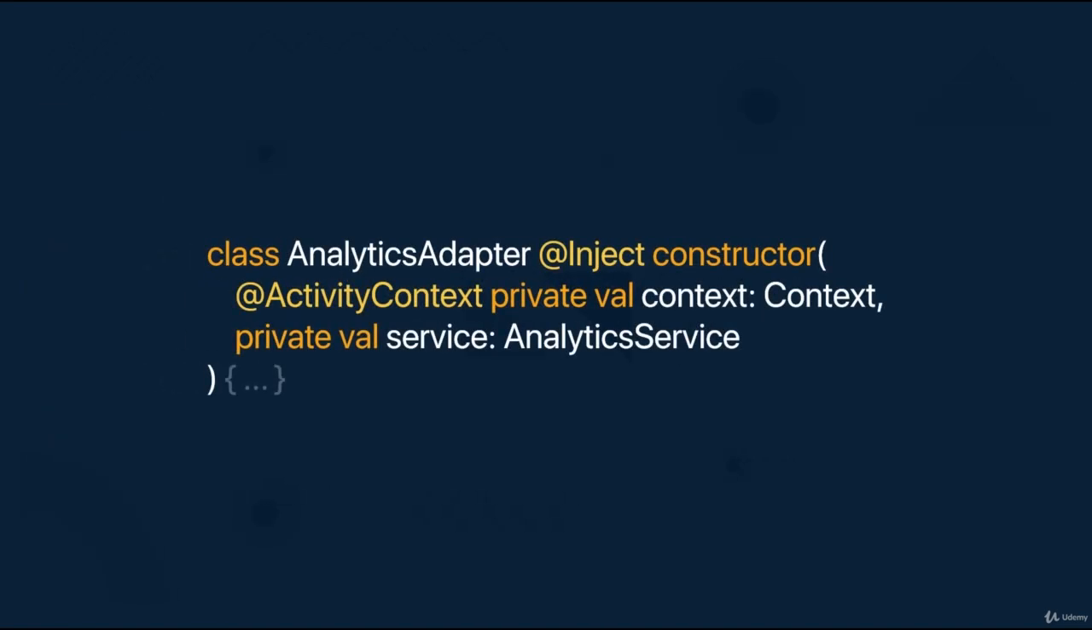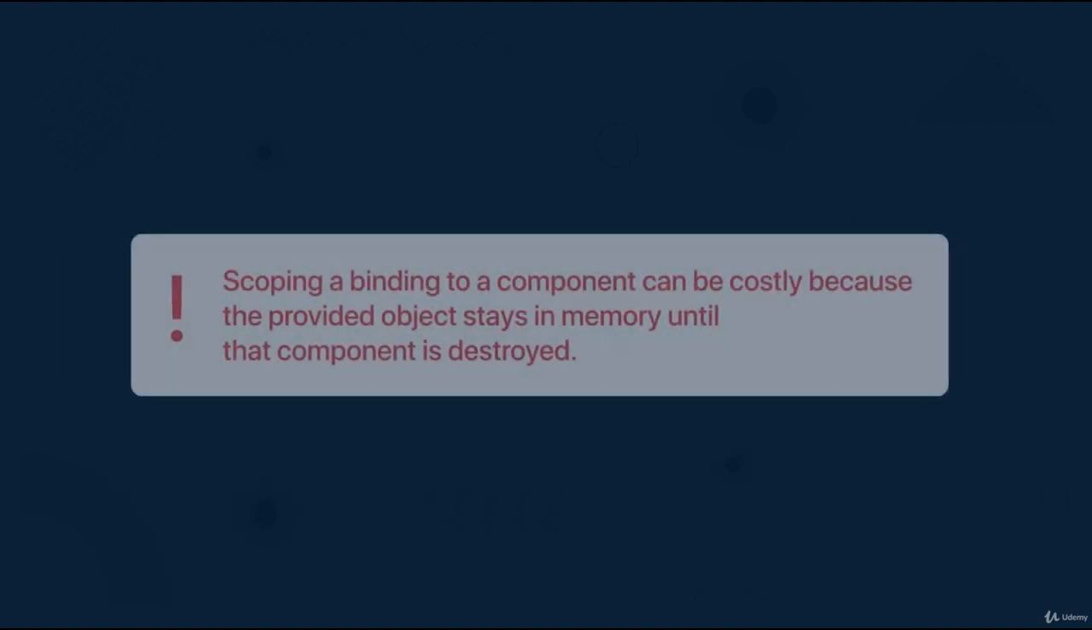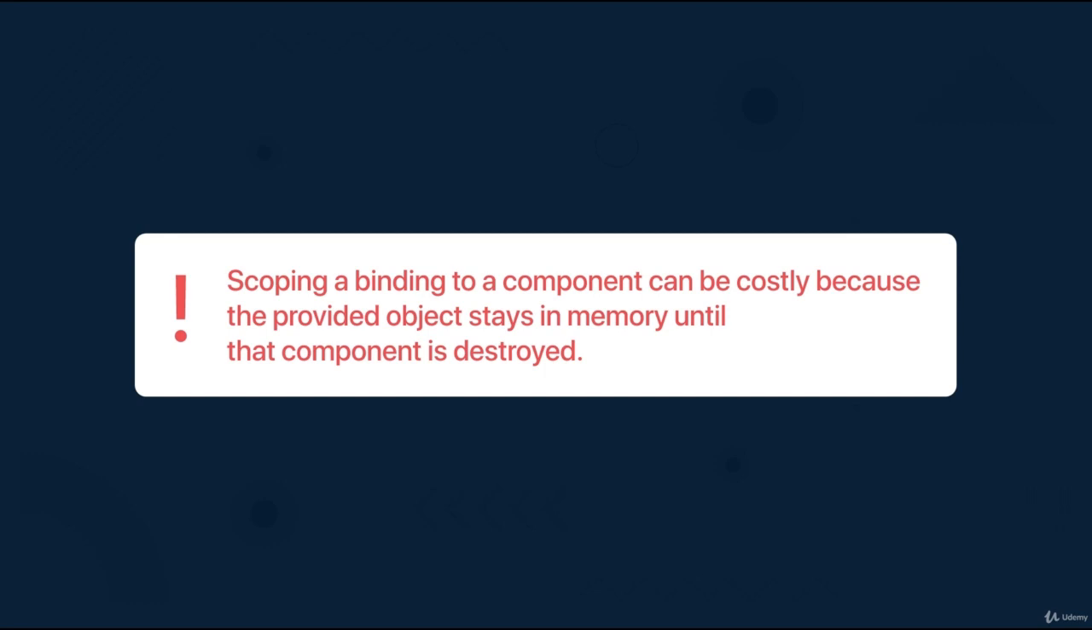So let's improve this example by adding activity scope to analytics adapter using this activity scoped annotation. By annotating our class with this annotation, Hilt will provide the same instance of analytics adapter throughout the life of the corresponding activity. This instance is bound to an activity now because it is activity scoped, and that means that this instance will be created when the activity is created, and it will be destroyed when the activity is destroyed.